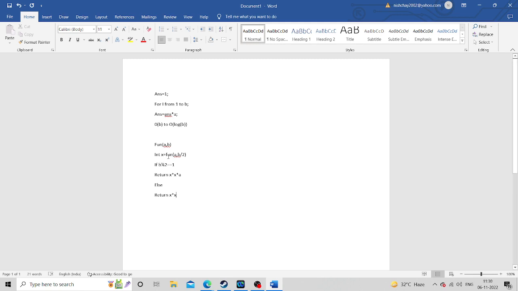Okay, so what we did, we divided the search space into two halves and we separately calculated each of them. So the time complexity would be reduced from O of n to O of log n, right? Because every time we are dividing b by 2. Getting the point or not?